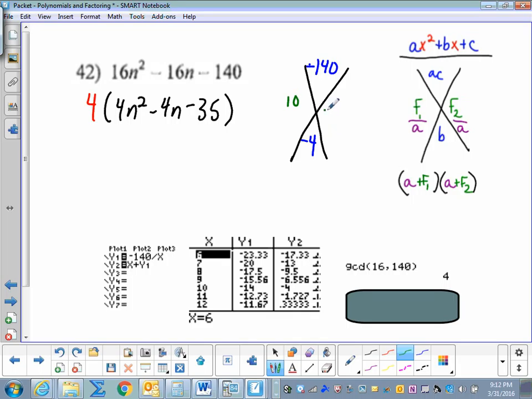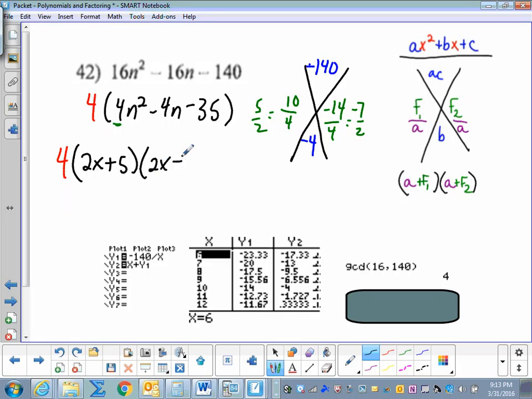10 and negative 14. And then divide by your leading coefficient, not the factored out one, this one here. And that will give you 5 halves, and that will give you negative 7 over 2. So my factored form would be 4 times 2x plus 5 times 2x minus 7.